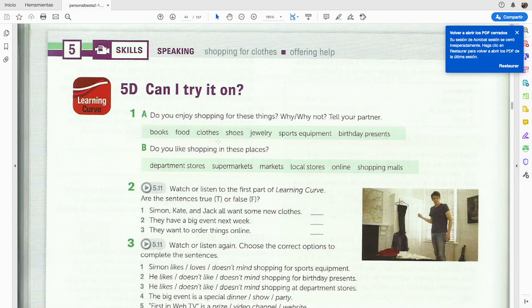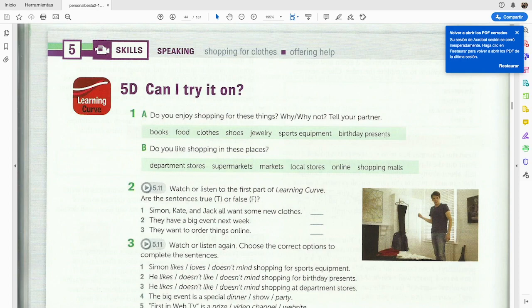Like books, food, clothes, shoes, jewelry, sports equipment, and birthday presents. Do you enjoy shopping for them? I know that shopping isn't something that all people necessarily enjoy, especially men, who find this activity kind of boring for some of them. But that's something that girls love doing, right? We girls really like shopping and we take our time, we are very indecisive. It's not really easy when we want to decide about what to buy, no?